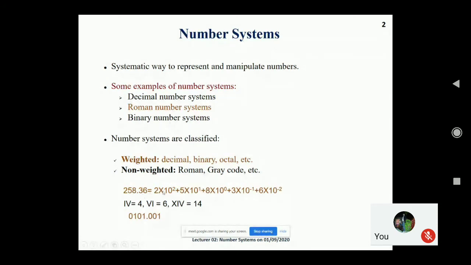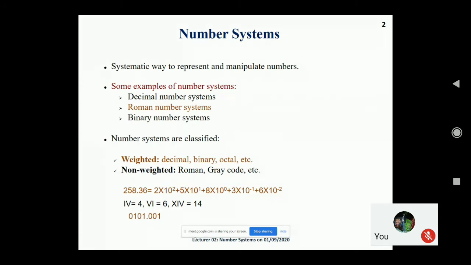You can see the right hand side of the equal symbol. Here I am using 10. Going from right to left, 2 into 10 to the power 2 (squared), plus 5 into 10 to the power 1, plus 8 into 10 to the power 0, like that.